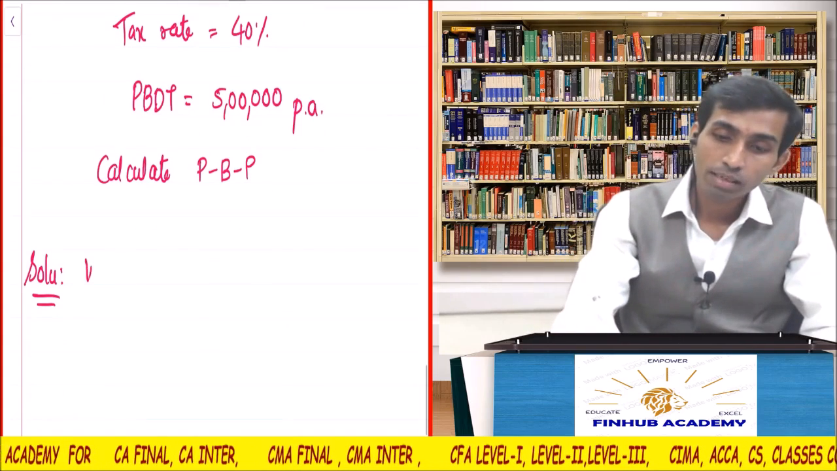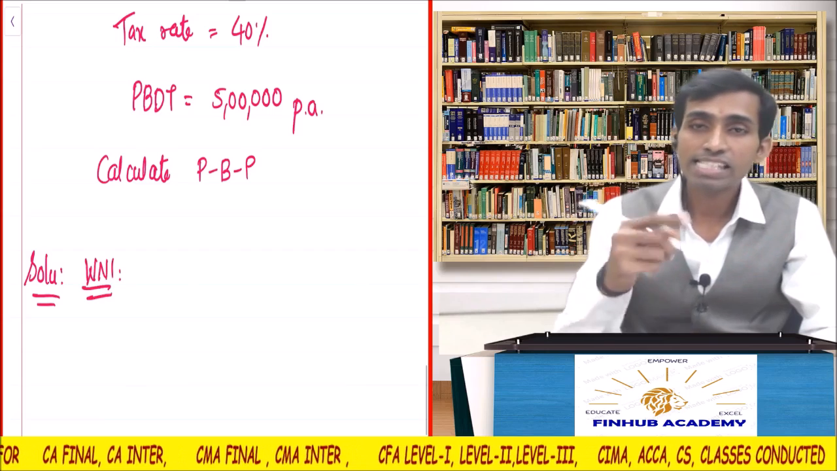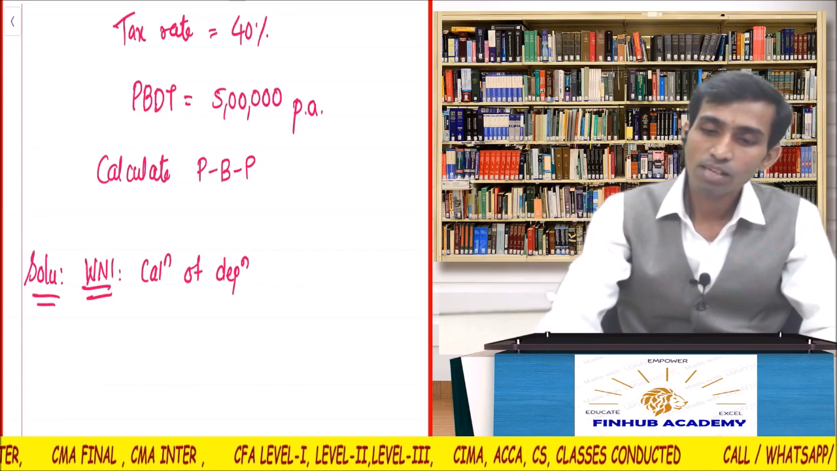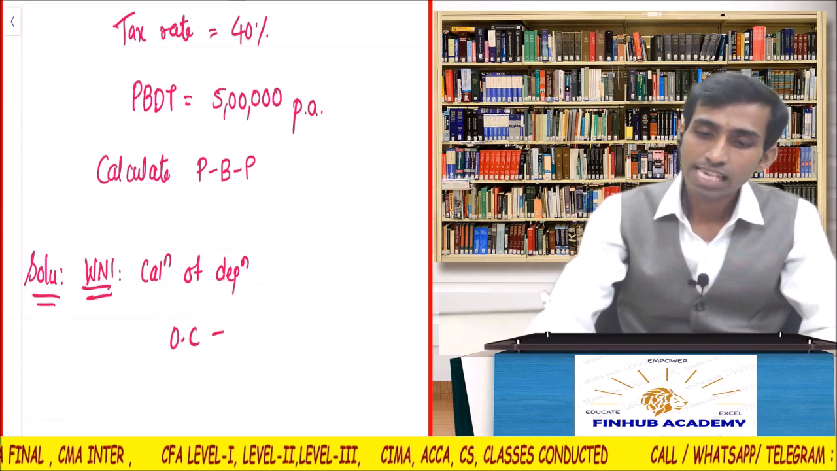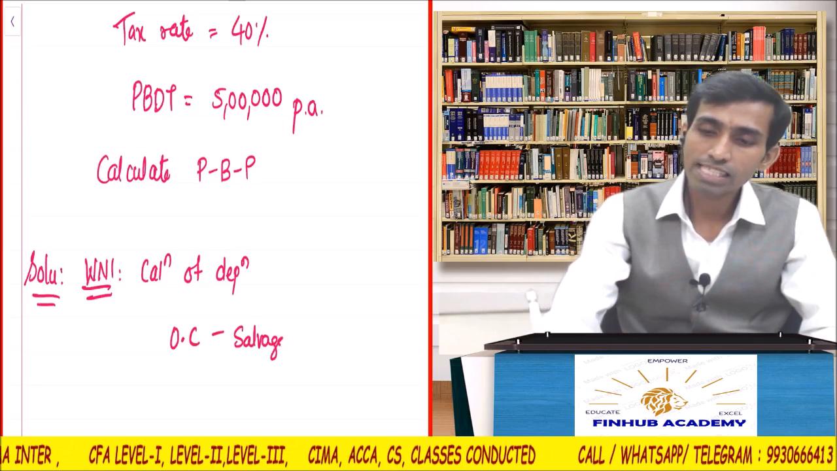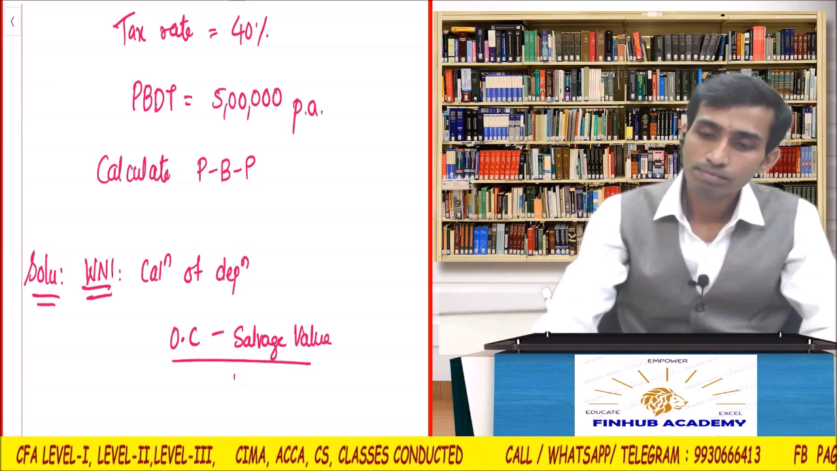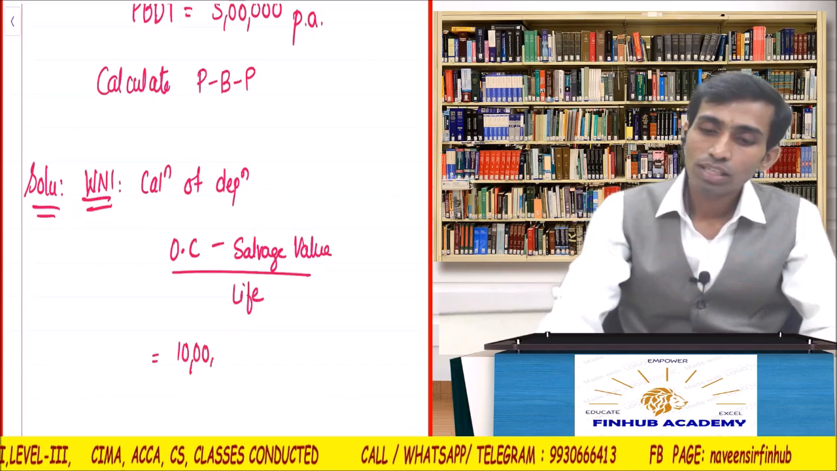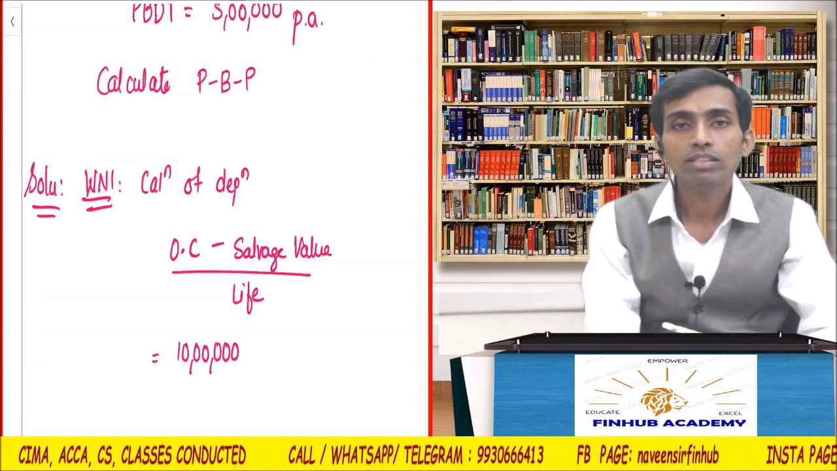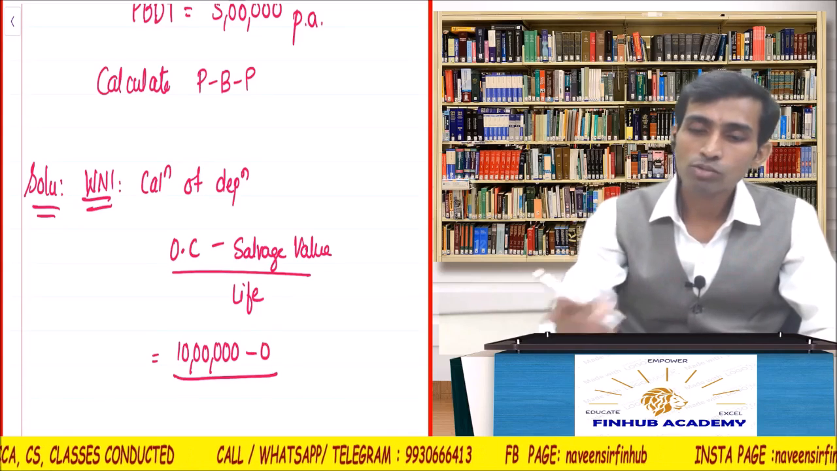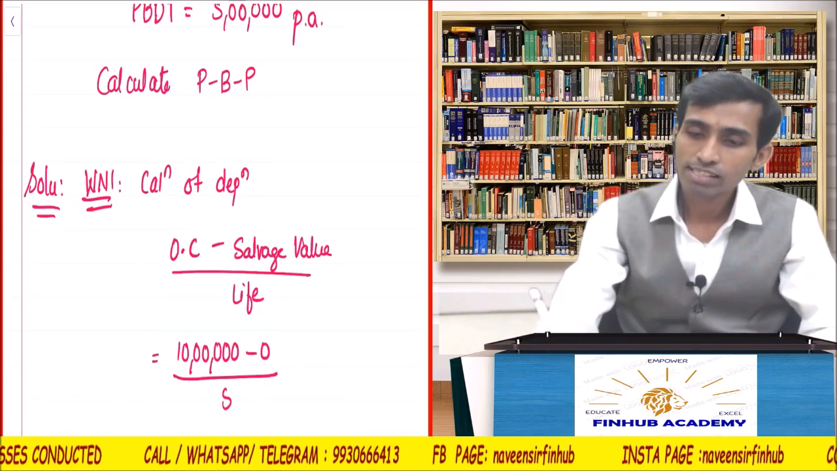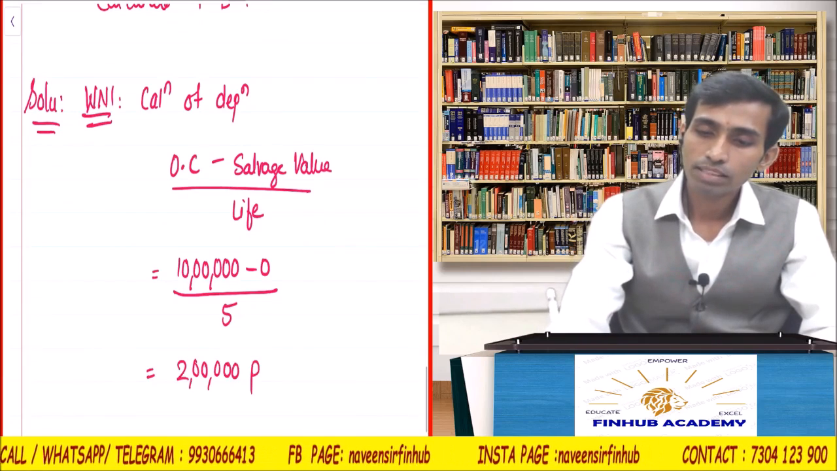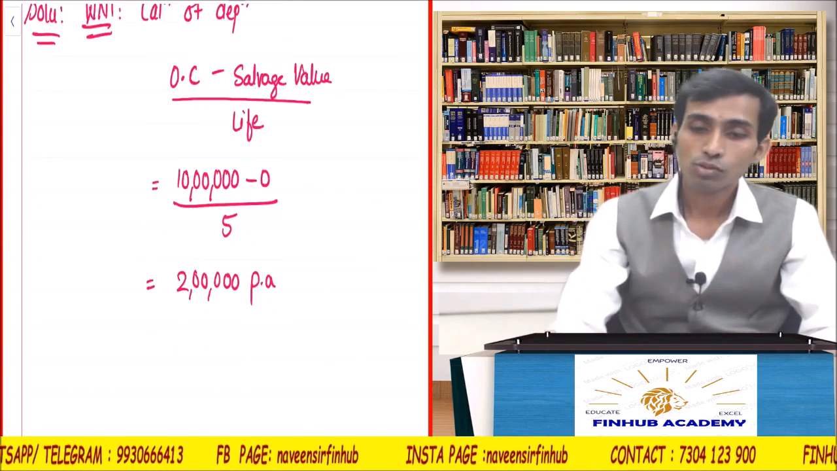Working note number 1. Because I have to calculate depreciation and ACF, I will first calculate depreciation. Calculation of depreciation: original cost minus salvage value upon life. Original cost is 10 lakhs. Was there any information about the salvage value? No, therefore it will be 0. The life of the project is 5 years. So the depreciation is 2 lakh per annum. So working note number 2.